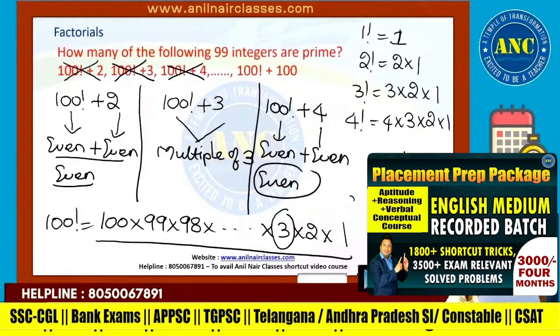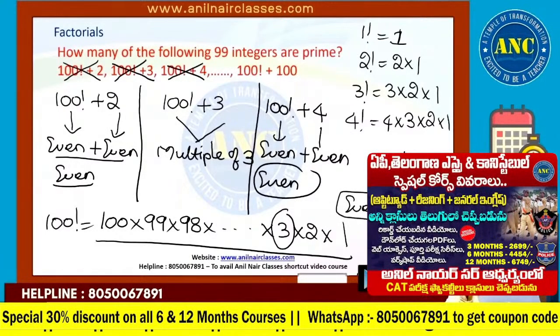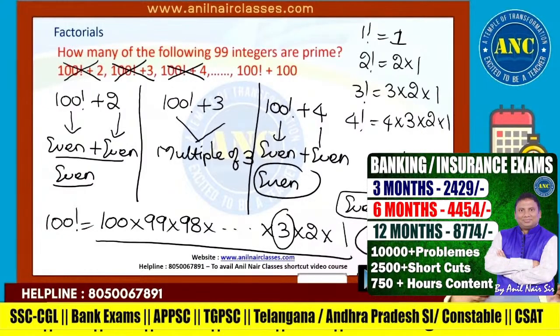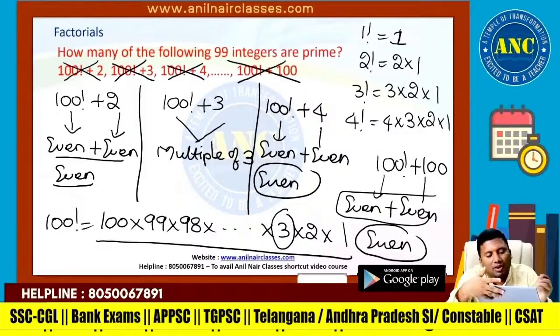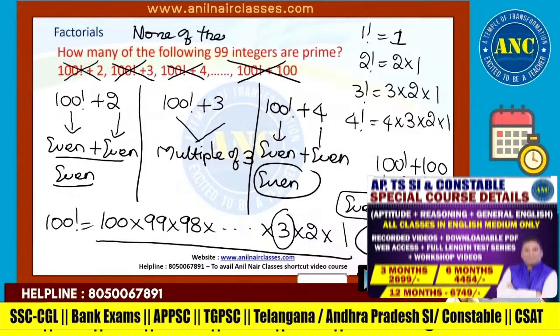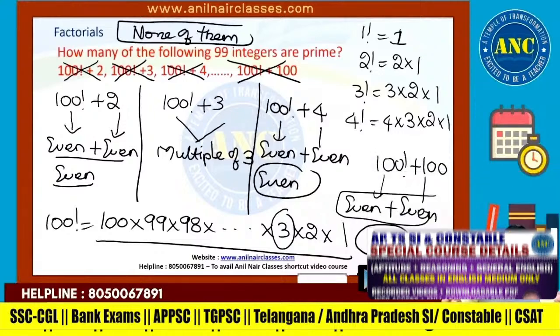Last case, 100 factorial plus 100. 100 factorial is an even number. 100 is also an even number. Even number plus even number is an even number. There is no number other than 2 which is an even number and a prime number. So how many of the following 99 integers are prime number? None of the numbers. All 99 integers are composite.